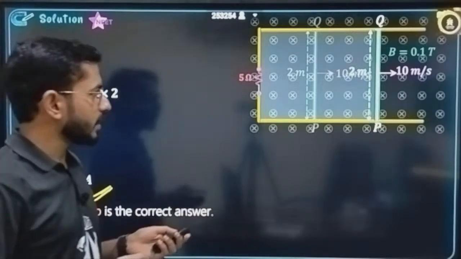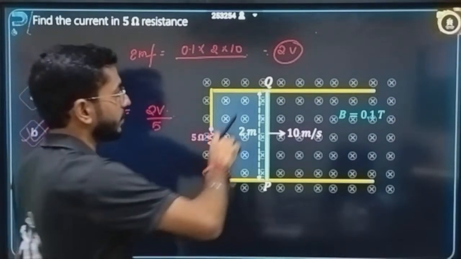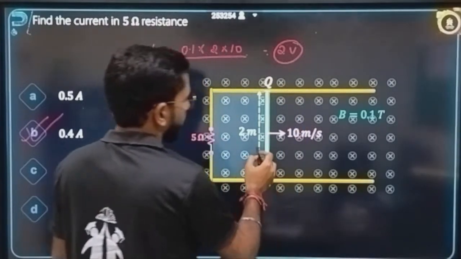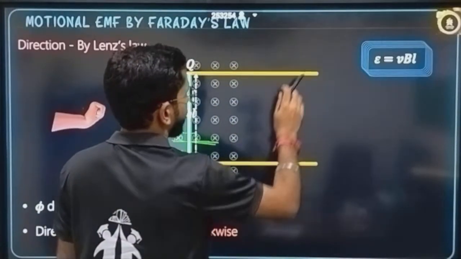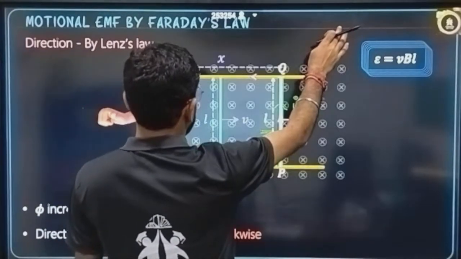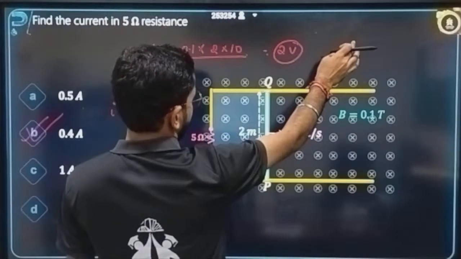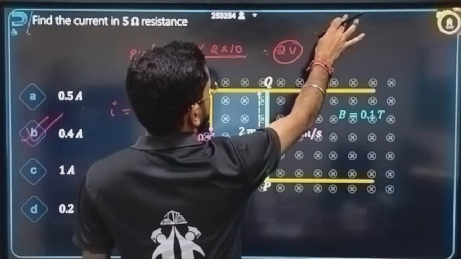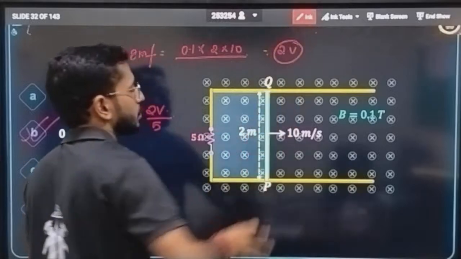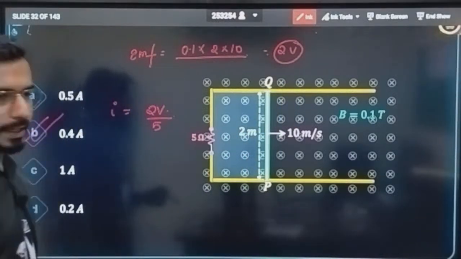Simply, what have we done? We have calculated the EMF, and we can also discuss what the direction is. What is the direction that we can say? Correct. What about the direction? Because you will solve it easily, but how can you find the direction as well?